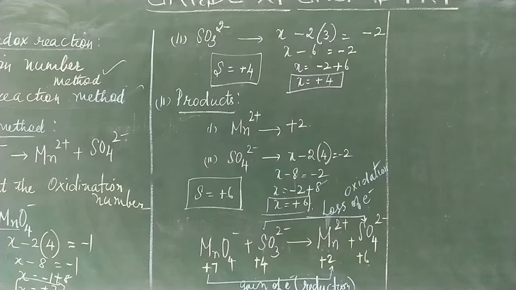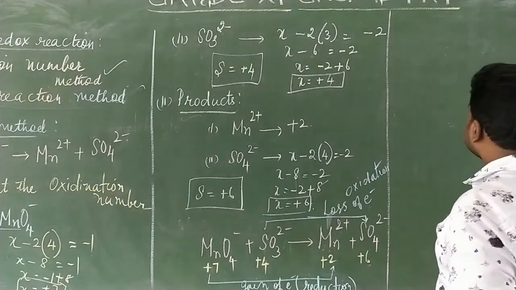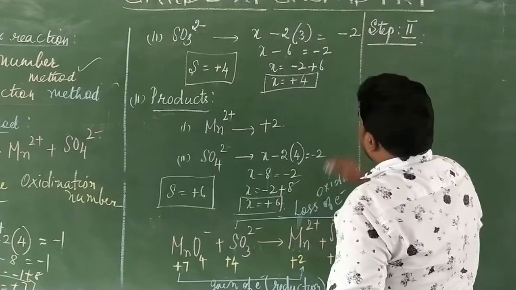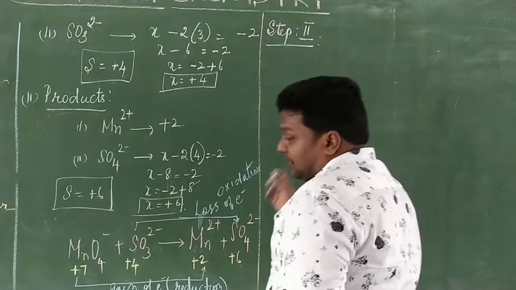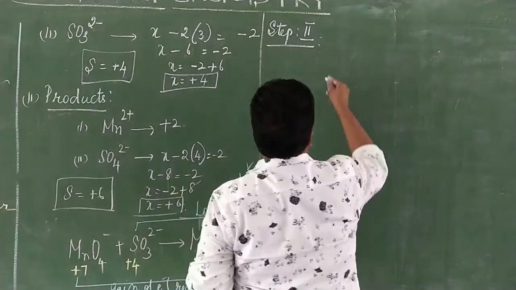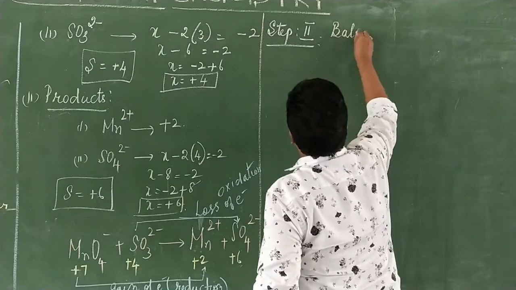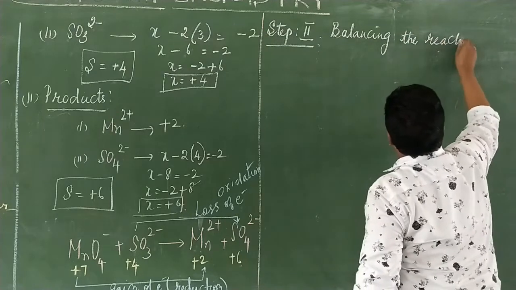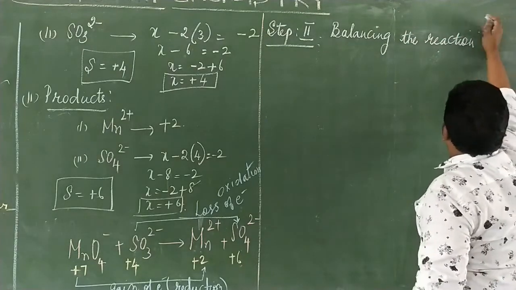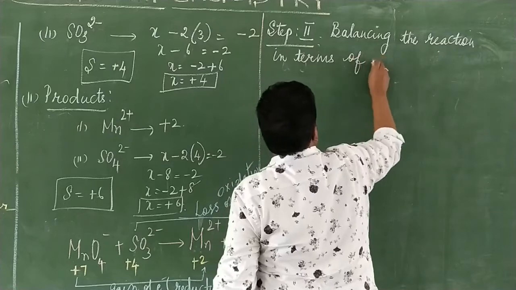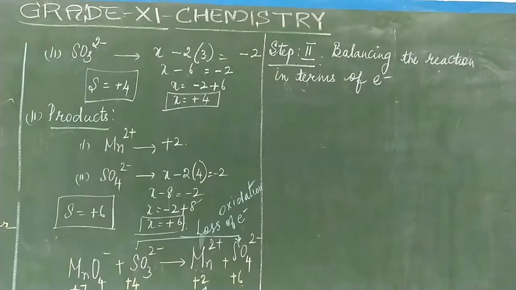Now coming to step 2. Now we have to go for step 2. In step 2, we have to balance in terms of electrons. So now what we have to do? We have to balance the reaction in terms of electrons. So let me write there, balancing the reaction in terms of electrons.